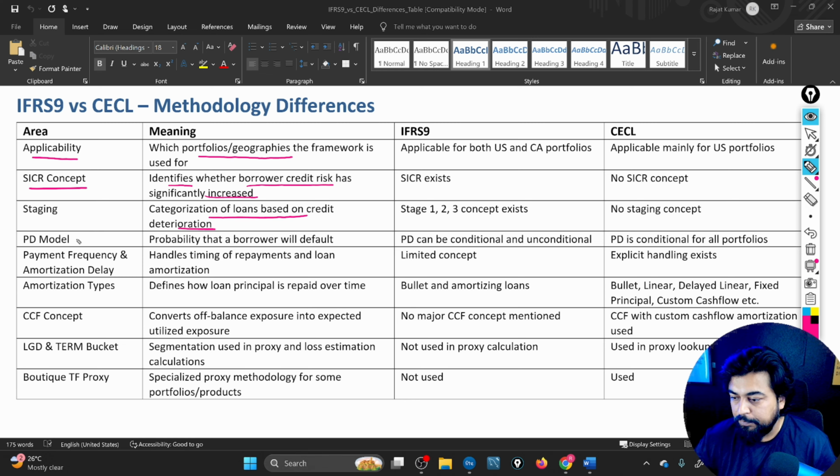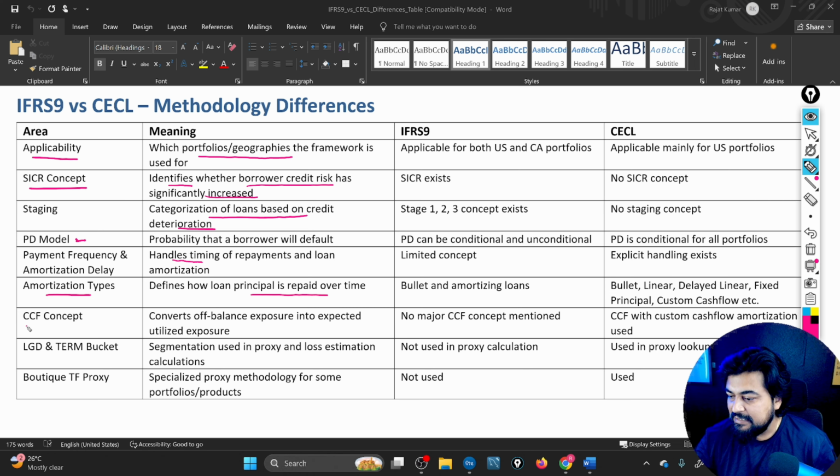Simple. Then what is the PD model? On the basis of the PD model, we'll talk about the difference. It is the probability that a borrower will default. Simple. Then payment frequency and amortization delay. So basically it handles timing of repayment and loan amortization. If you want to understand amortization, just Google it. It's a simple concept. Because if I explain it here, you'll get confused between these two. Then amortization types. This defines how loan principal will be repaid over a period of time. We'll talk about the difference later, but it talks about the repayment behavior.